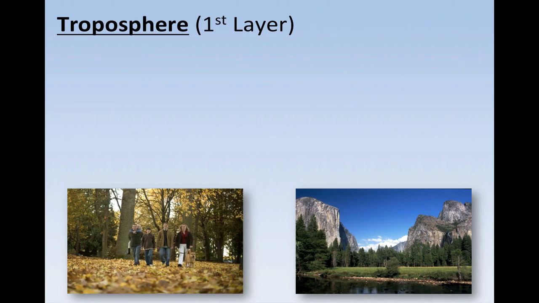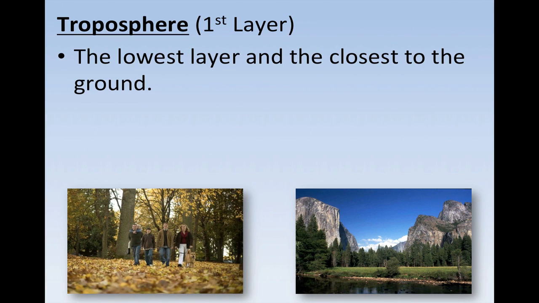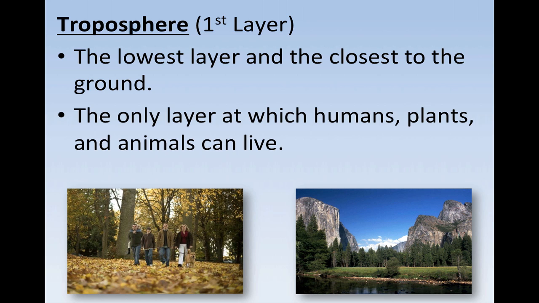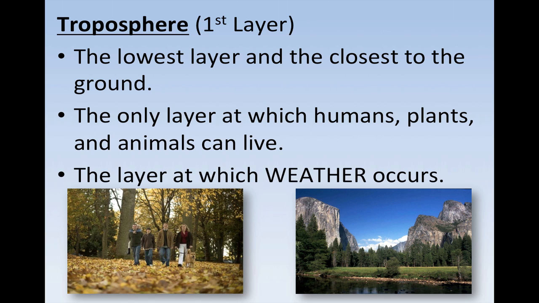Let's start at the bottom. The troposphere, of course, is the first layer, and it's the lowest layer and the closest to the ground. The only layer at which humans, plants, and animals can live, and all the weather from tornadoes to hurricanes, thunderstorms, all weather occurs within the troposphere. That's why it's sometimes known as the weather layer. I'll repeat, the troposphere is the first layer, the lowest layer and the closest to the ground. It's the only layer at which humans, plants, and animals can live, and it's also known as the weather layer.